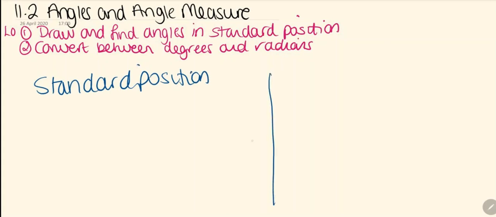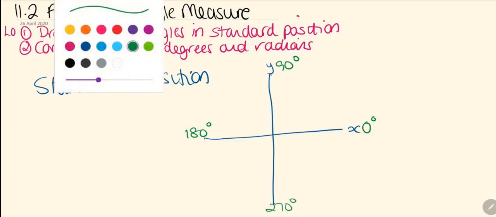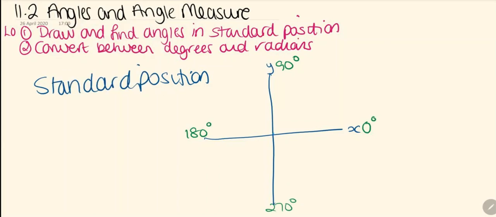So if we draw this, this is our X and our Y, and we're going to label these in degrees. So this is 0 degrees, 90 degrees, 180 degrees, and 270 degrees. So from 0 along the positive X, this is called the initial side.